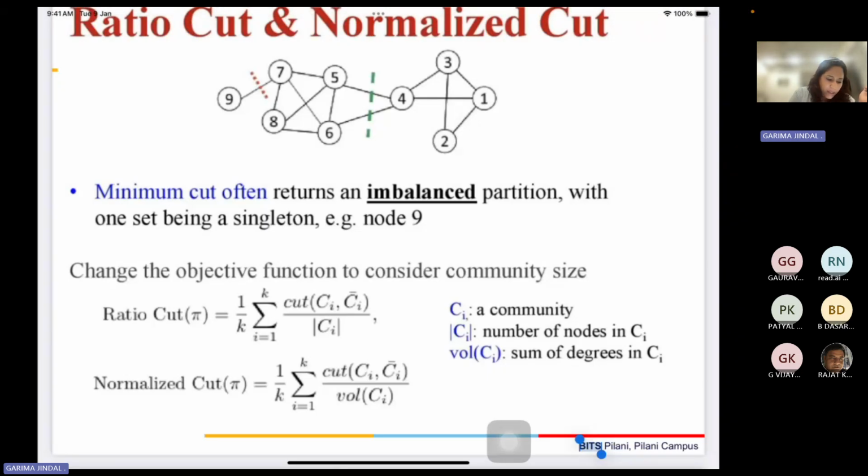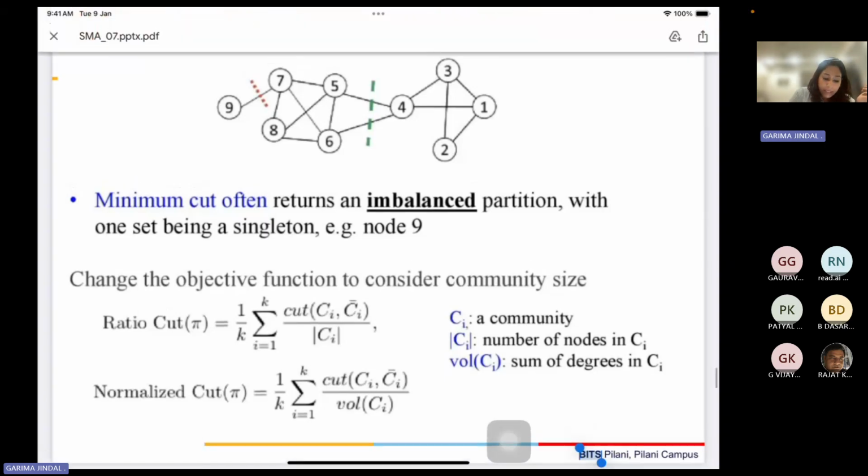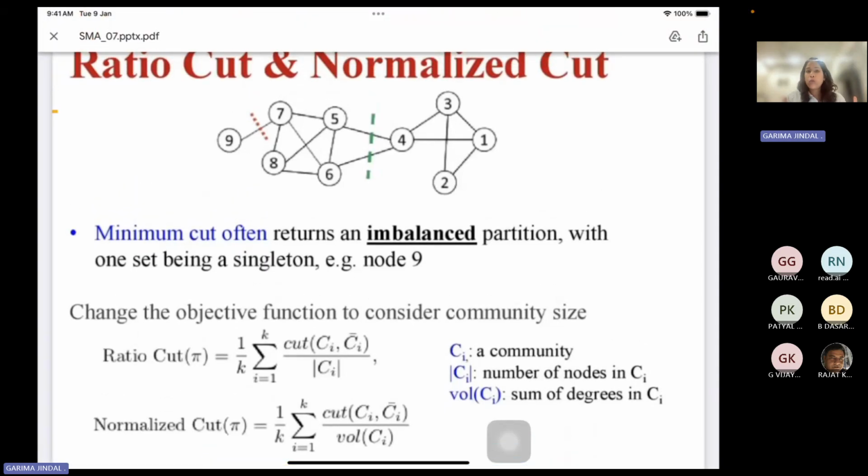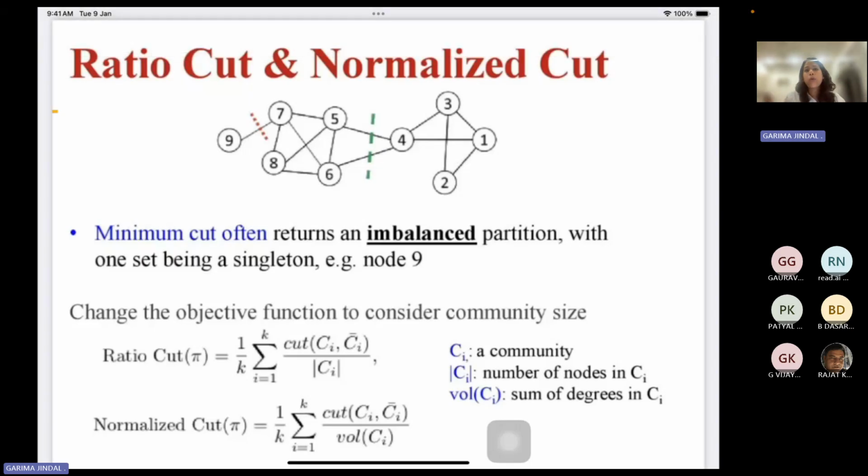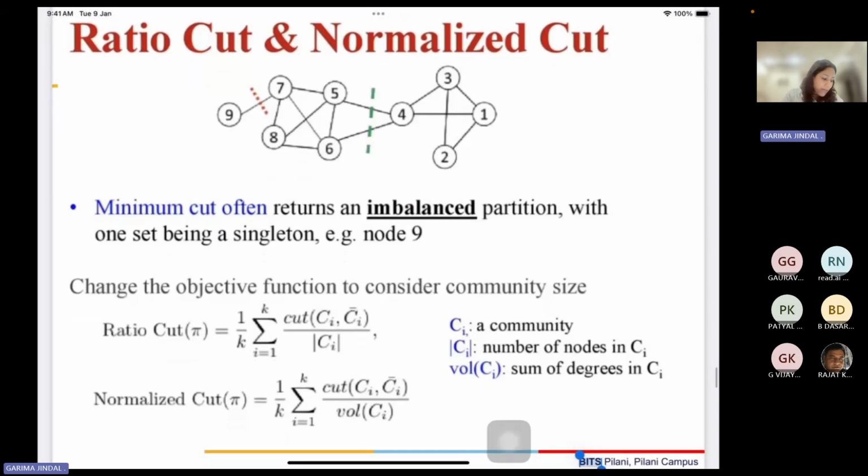And there can be another cut where we are deleting these two edges and then we are getting two groups. So you can see that there was a problem with minimum cut. Whenever you use minimum cut to identify the communities, you can get imbalance in the communities. There's one community with just one node and then there is another community with so many nodes. So you want to have balanced communities.